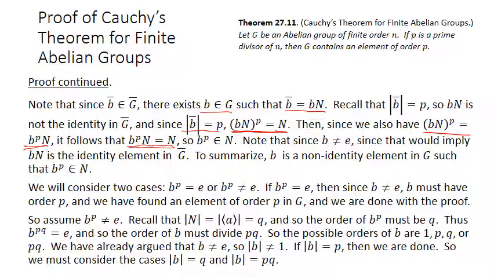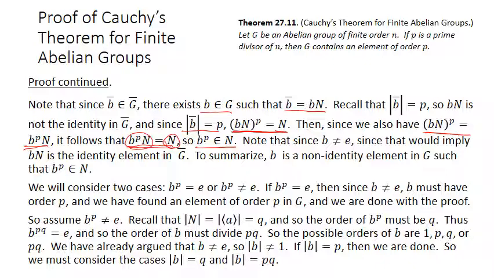Okay, so since b to the P times N is equal to N, that means that b to the P must be an element of N. That's because b to the P must be in this side, and so it must also be in this side. Okay, so b to the P is in the subgroup N.